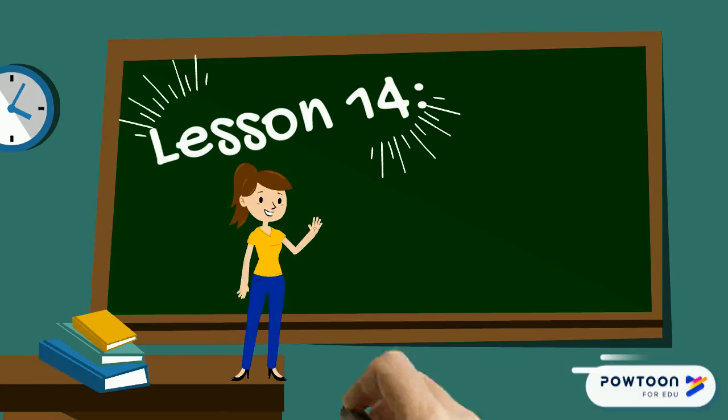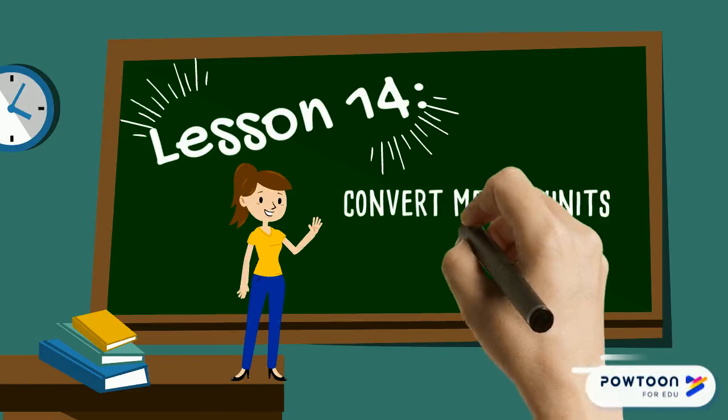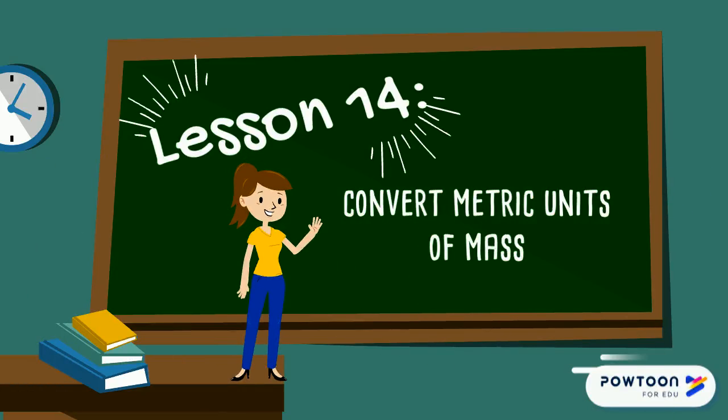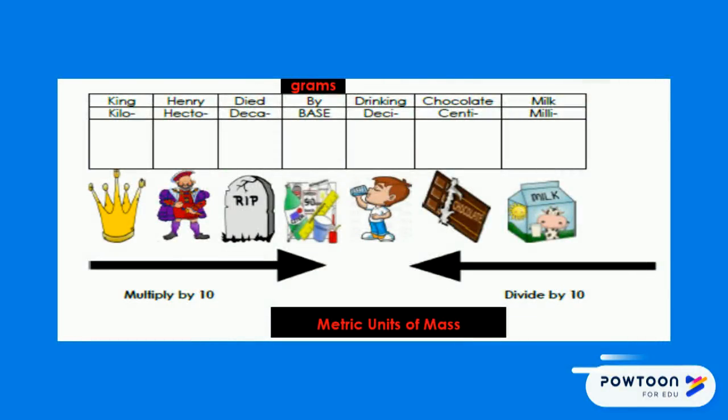We're going to be talking about converting metric units of mass, and you'll notice it's pretty much the same thing as converting units of metric volume and units of metric length. This visual is probably looking pretty familiar by now. Since we're talking about mass, the only difference this time is that our base unit has changed to grams instead of liters or meters, because grams are what are used to measure mass.